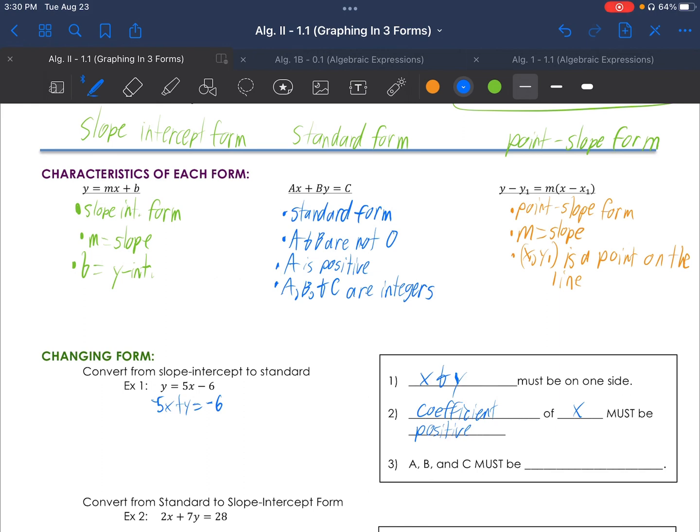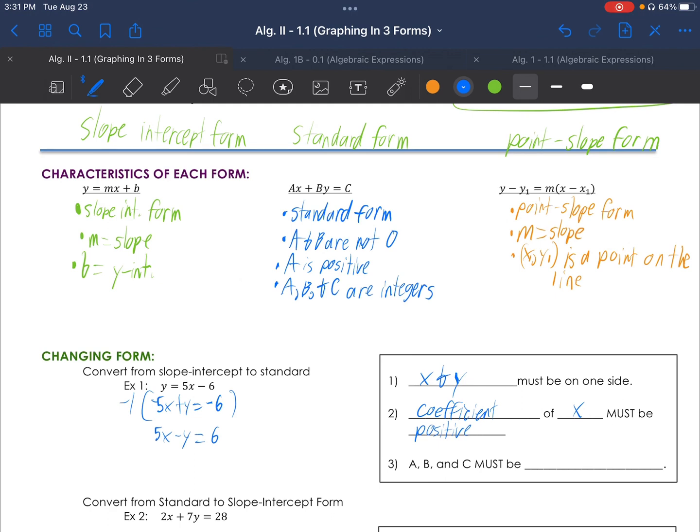So we need to make that positive. So I'm going to multiply by a negative 1, once again on both sides of the equation, or you can just say I'm doing it to the whole equation. So that'll change the sign of everything. 5x minus y equals 6. It's okay that the y is not positive.